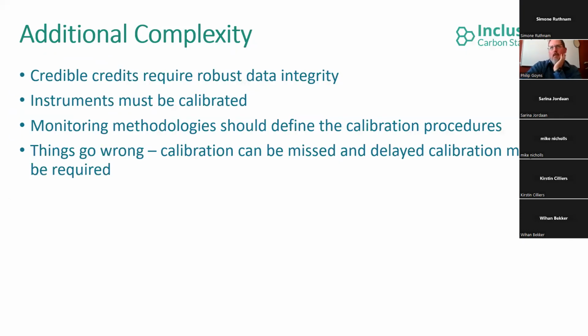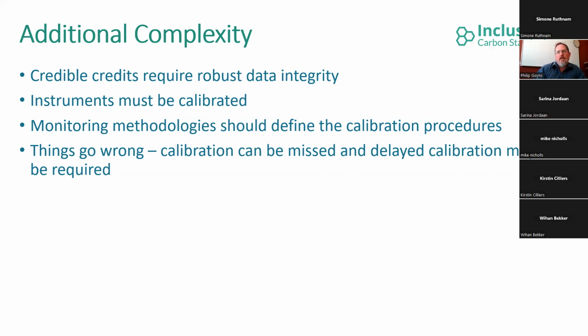Okay. Now, additional complexity. So for the credibility of the credits, there needs to be a robust verification and ensuring the integrity of the data. Quite a large part of that is to make sure that instruments are accurate and also calibrated as they should be. The monitoring methodology should define the calibration procedures for the specific instrument that you're looking at. And then this is done because things can go wrong. You can find that an instrument can drift over time, which is why some instruments you calibrate on a regular frequency, like once a week or once a month.